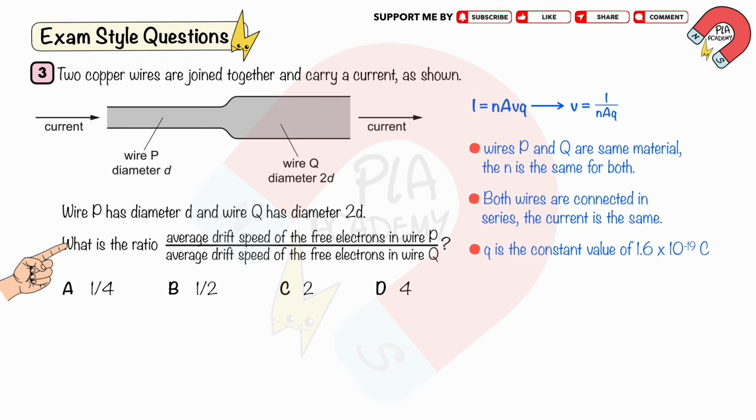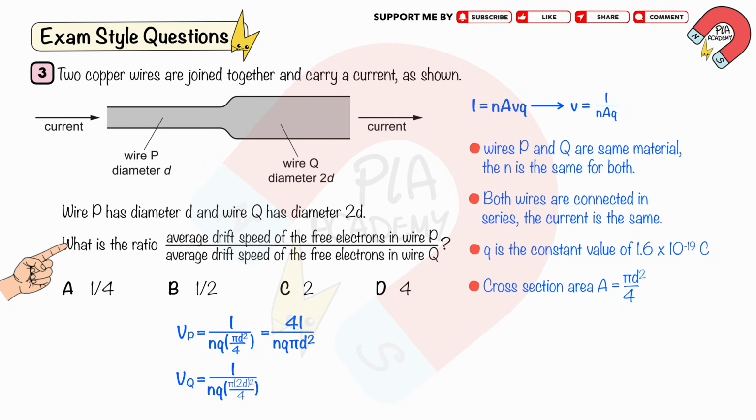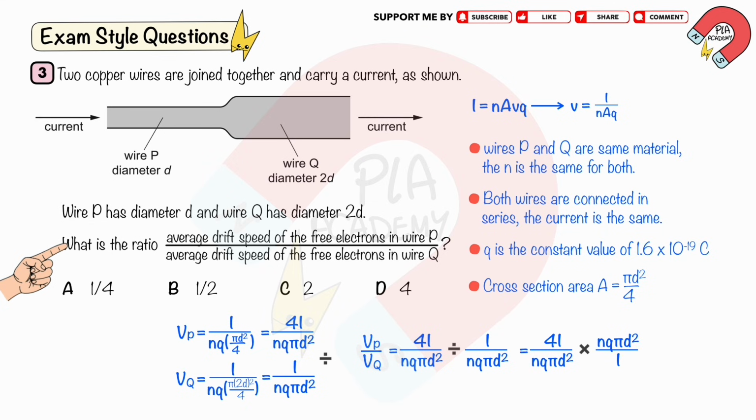q is the constant value of 1.6 times 10 power negative 19. The cross-section area A equals pi d squared divided by 4. So, the drift velocity in wire P equals I divided by nq pi d squared over 4, and simplified like this. The drift velocity in wire Q equals I divided by nq pi (2d) squared over 4, and simplified like this. We divide Vp by Vq, and simplify the equation like this, cancelling I, n, q, pi and d squared. We get the ratio Vp to Vq equals 4.